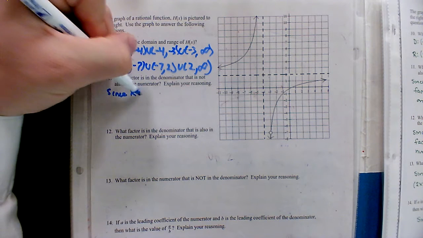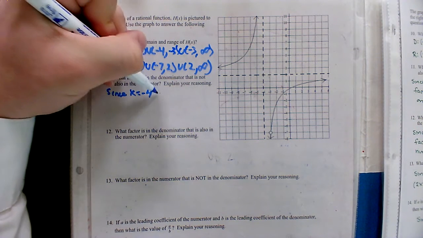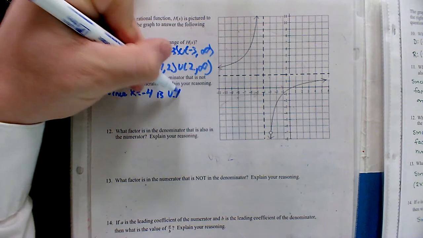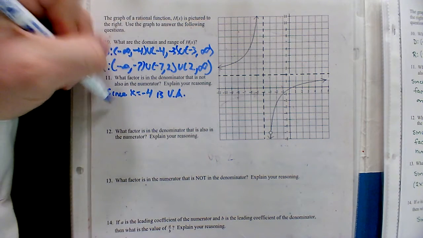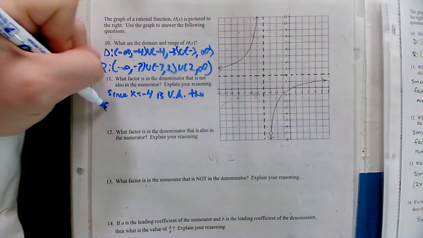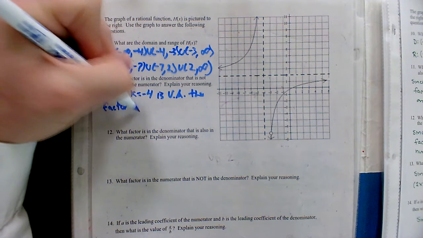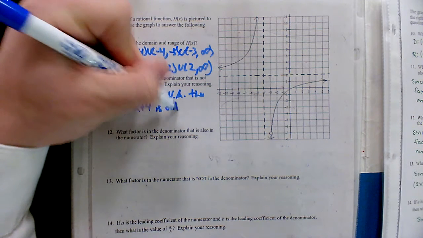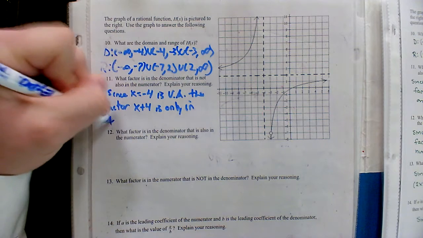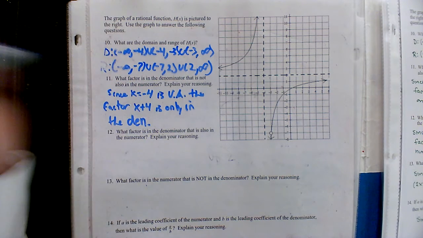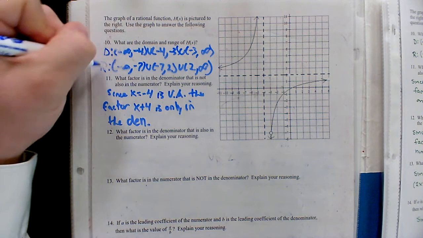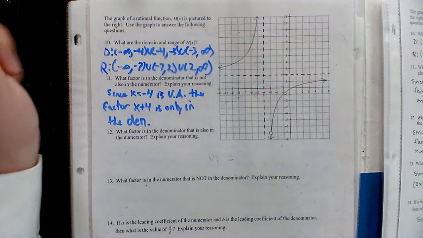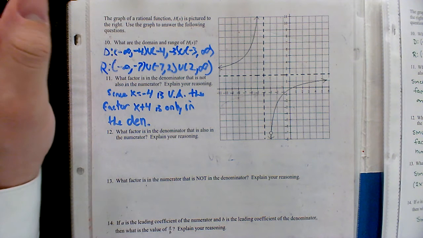Very good. Since x equals negative 4 is the vertical asymptote, the factor x plus 4 is only in the denominator. And it's because it's a vertical asymptote. Again, we know it's non-canceling. It's only in the bottom.